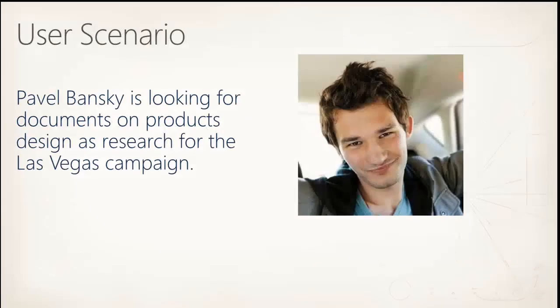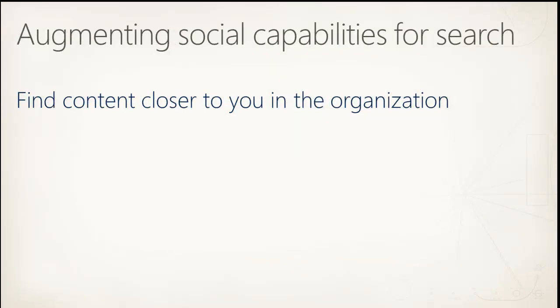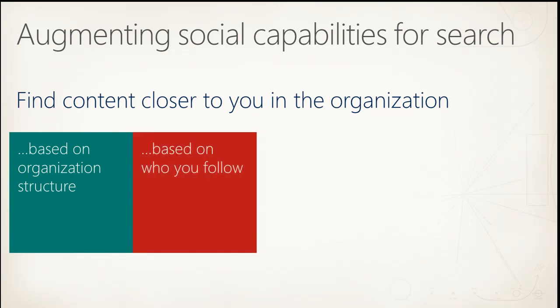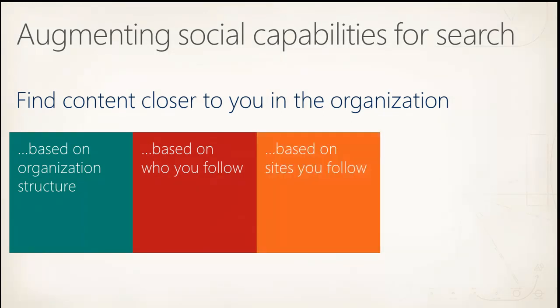So we'll use Pavel again as a use case. Now he's looking for documents on product design as research for his new campaign. Just to set the stage, we're trying to find content closer to you, and we'll do this based on organization structure, meaning which department Pavel is working in, based on who you follow, and based on sites you follow. This is a new feature in SharePoint 2013 where you can follow people, sites, and documents, and these are all listed in the user profile page. I'm going to use that in order to prioritize content.